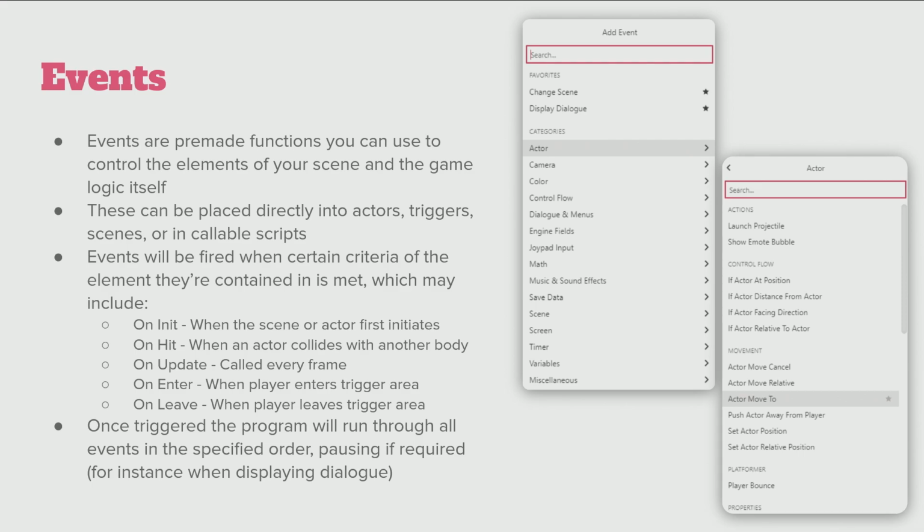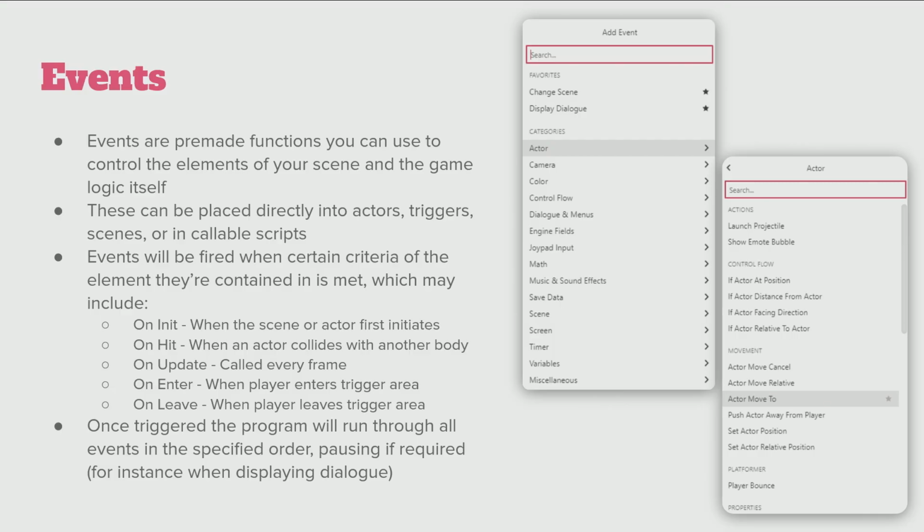There's a couple of different ways that they will fire, right? There's criteria that you need to meet for the event to fire. The ones that you'll see a lot are on initiation, right? So when the scene or the actor first loads, do this thing. On hit, so if it's hit by a projectile or runs into another character, do this thing. On update, which is called every frame. Be careful with on update, because if you're asking it to do too much on update, it will bog the game down very significantly. But it is useful if you need to be checking something every frame. On enter and on leave are both for triggers. So when your character walks into a trigger area, when they enter it, do this. When they leave it, do that.